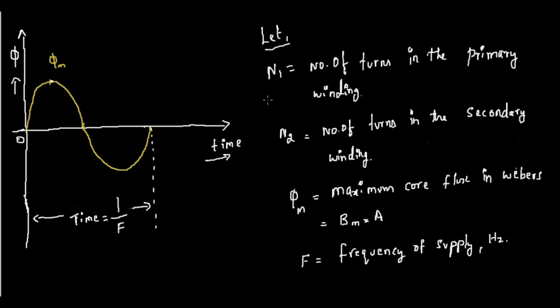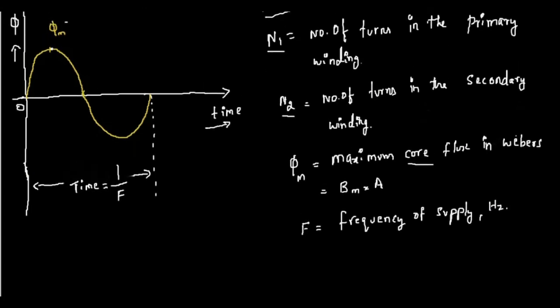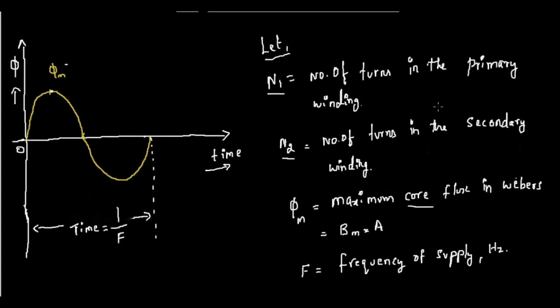So let N1 be the number of turns in the primary winding, N2 be the number of turns in the secondary winding, and phi m the maximum core flux in Webers. Phi m is in the diagram, you can see. Underlining the word core, maximum core flux. It is also the product of magnetic flux density and area, and the supply frequency f that you know is in hertz.